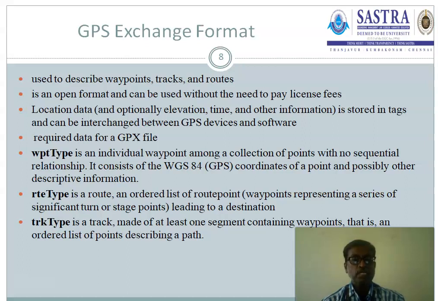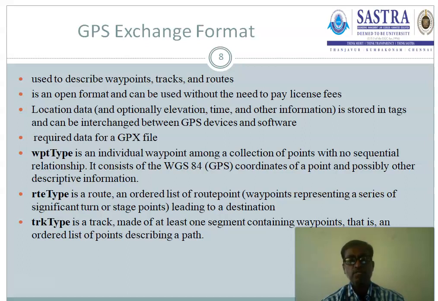As I said previously, waypoints, tracks, routes can be represented using the types WPT type, RTE type, TRK type: RTE is route type, TRK is track type, and then waypoints. WPT type is an individual waypoint, because the data set contains a larger collection of points.